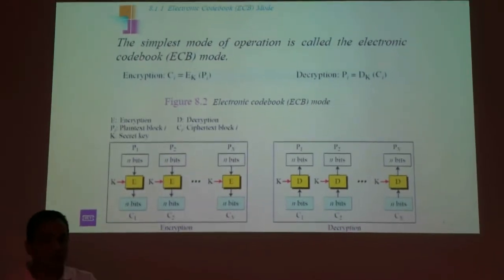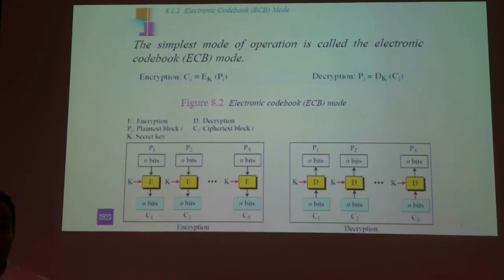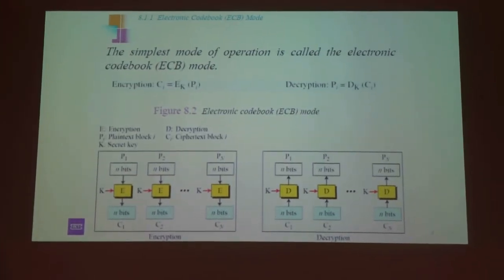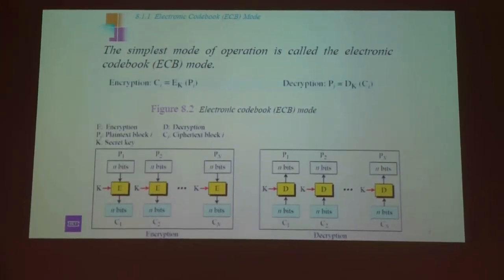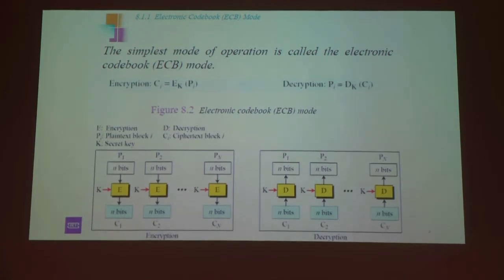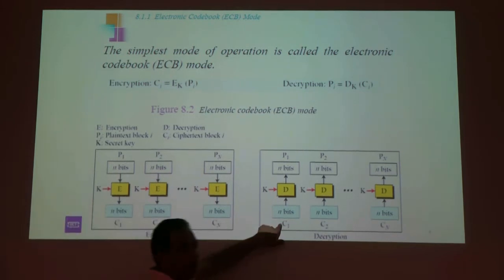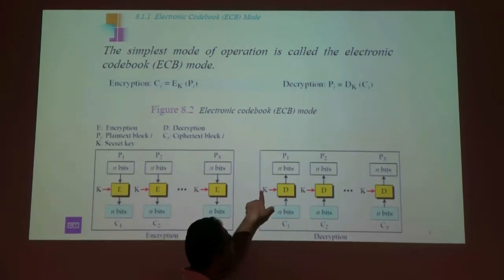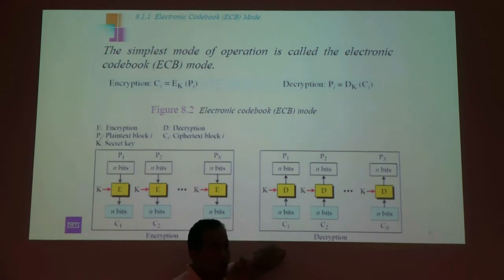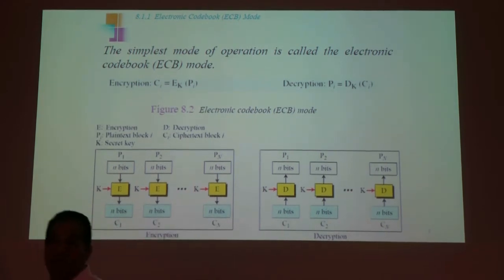Each one is independent. There is no chaining. And for the reverse, it's the same thing. We have cipher 1, decryption, same key, and we get the plain text. Is there any problem with this? Are there any advantages or disadvantages? Let's have a discussion.